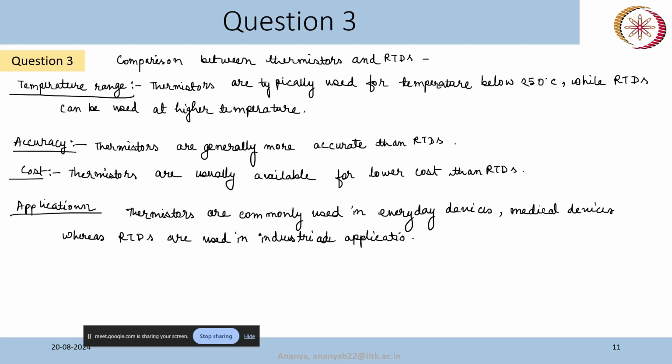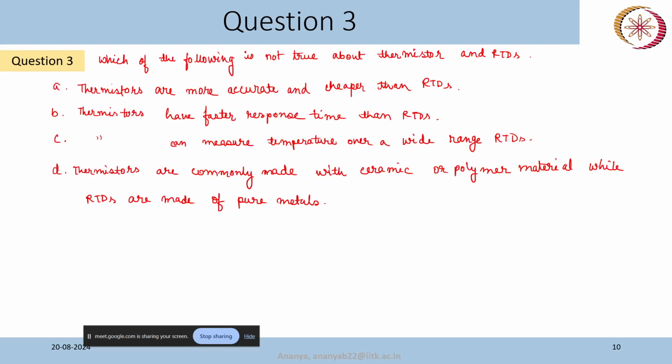I hope that you can understand my writing. Okay. So these are the comparisons between thermistors and RTDs. I have noted them down so that you can quickly refer to it whenever you need. So let's go through these statements. Thermistors are more accurate and cheaper than RTDs, so this is true. Okay, thermistors have faster response time than RTDs. This is also typically true.